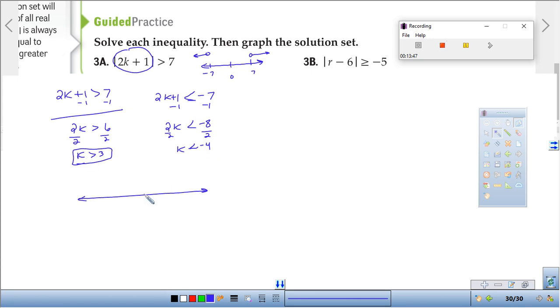So I'm going to grab this one here from a 3. 1, 2, 3. From a negative 4, I would stick out a little bit further. So this one right here is going to the right, not shaded. This is going to the left, not shaded. There's my answer. Finally, I'm going to put both of these things together. The set of k is the answer such that k is greater than 3 or k is less than negative 4.